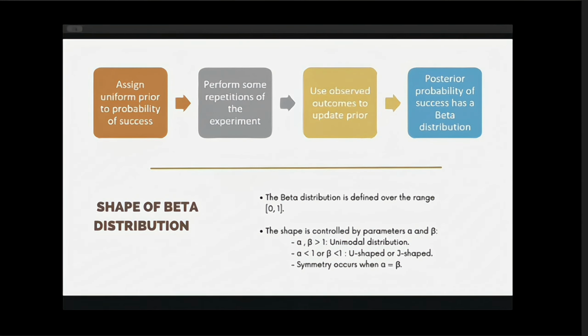When alpha is greater than 1 and beta is also greater than 1, we get a bell-shaped curve, meaning there's a peak in the middle, similar to how heights are distributed in a population. When alpha is less than 1 or beta is less than 1, the distribution becomes U-shaped with probabilities clustering near the extremes, which can model extreme opinions in a survey.